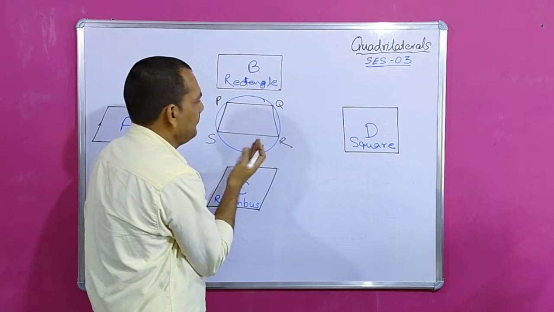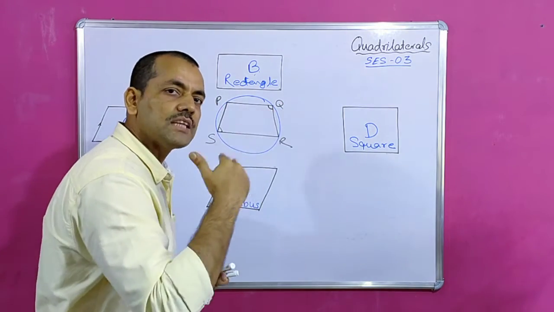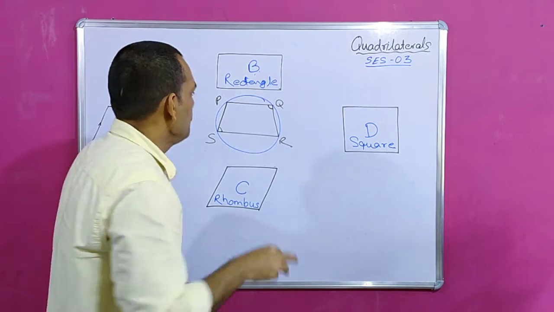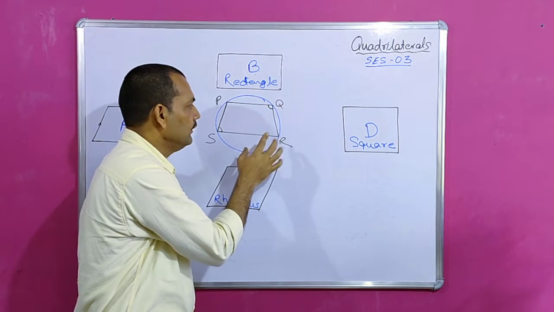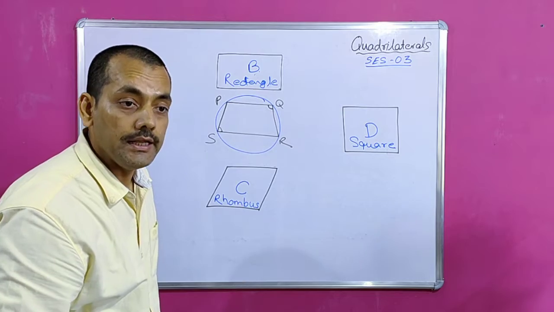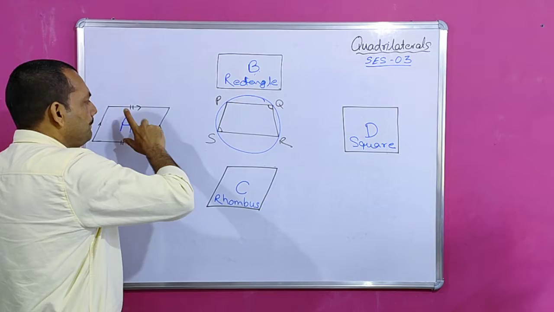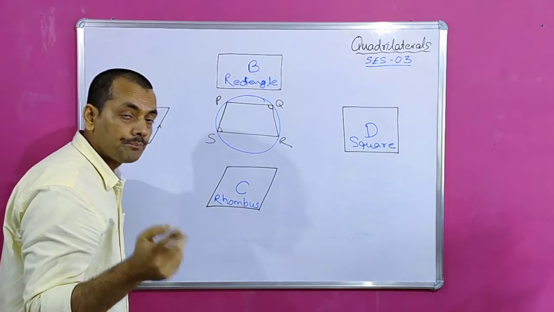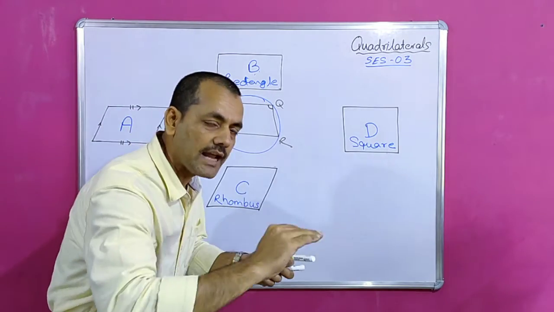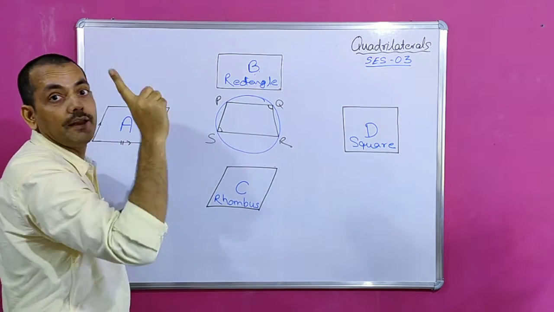Now, if it is a parallelogram, it simply means these 2 angles are equal because opposite angles are equal. At the same time, these 2 angles add to 180 degrees because this is a cyclic parallelogram. So, if the parallelogram is cyclic, opposite angles will become 90 degrees. So, if one angle is 90, automatically a parallelogram will become a rectangle. It means the moment a parallelogram is inscribed inside a circle, this parallelogram will become a rectangle.